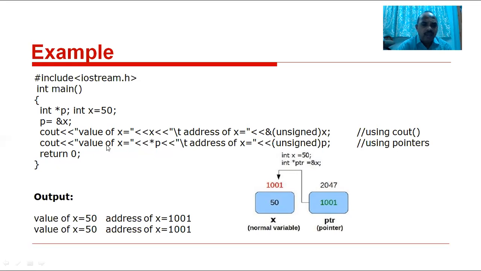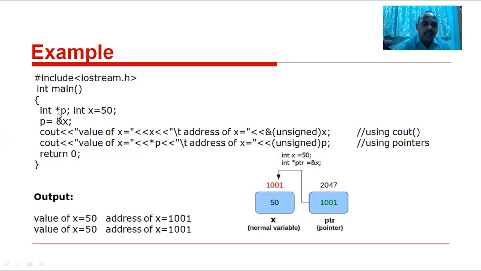Then cout value of x equal to asterisk p, 50, then address of x equal to ampersand x, and address of x equal to p. So come here, see all of you. There is a small diagram. This is x, then this is pointer ptr. Then x equal to 50, the value 50 is assigned into x. Then 1001 equal to address of x.